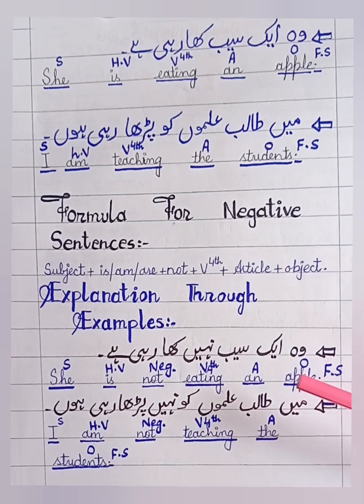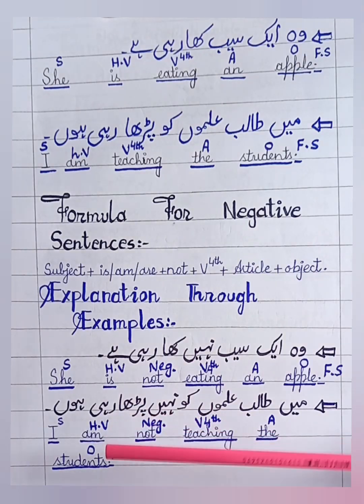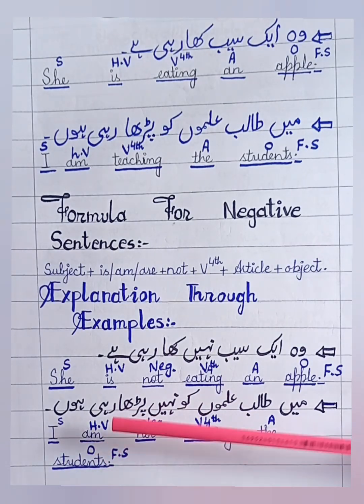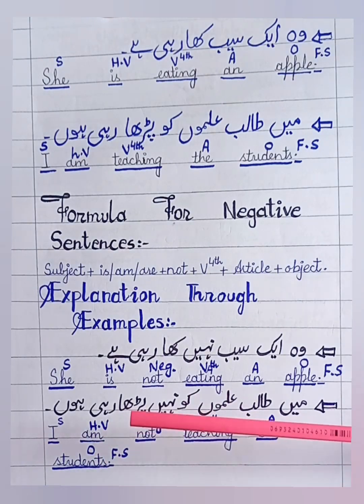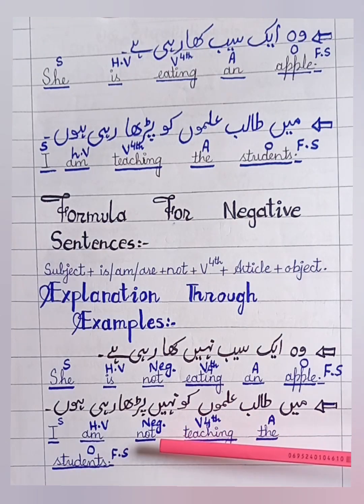Now I will tell you about the second example in detail. मैं तालिब इल्मों को नहीं पढ़ा रही हूँ. I am not teaching the students. I is the subject over here. Am is the helping verb. As I told you before, with I we will use am, not is or are. Then we will use not to show negation over here. Teaching is the fourth form of verb.